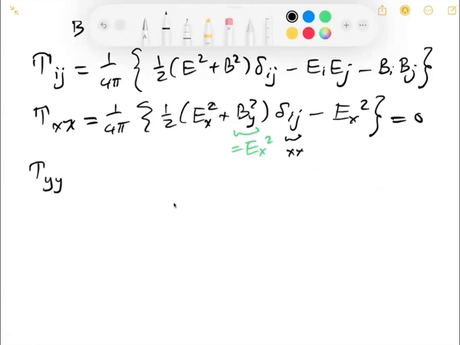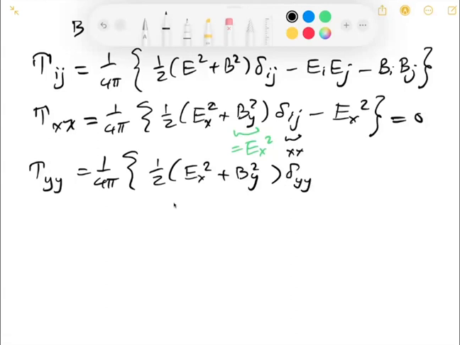There we go, Tyy. All right, we do the same thing. We have 1/2. This is again Ex squared, and now this is By squared. This is delta yy, so that's 1. Okay, now the E component is 0, and the only thing we have here is By squared. Okay, but now, again, by virtue of this being an electromagnetic wave, this thing is actually By squared. So this thing, again, is 0. Okay, so in the Maxwell stress tensor, the x and the y components are both 0.